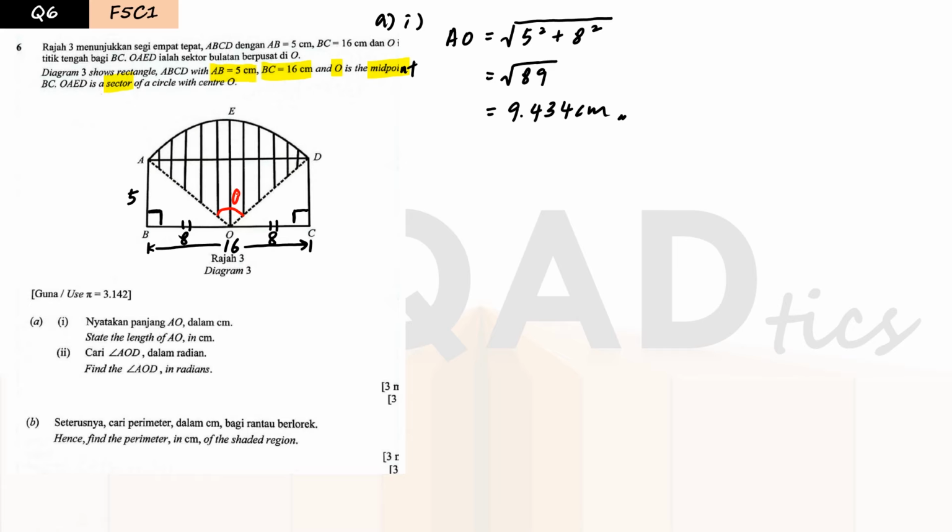So let me put this as theta, right? So we need to find out theta, and we need to write it in radians. Okay, so let us take a note here. We need to write it in radians. Alright, so to find out the theta here, what we need to do is to see the angles which are beside it, which is here and here.